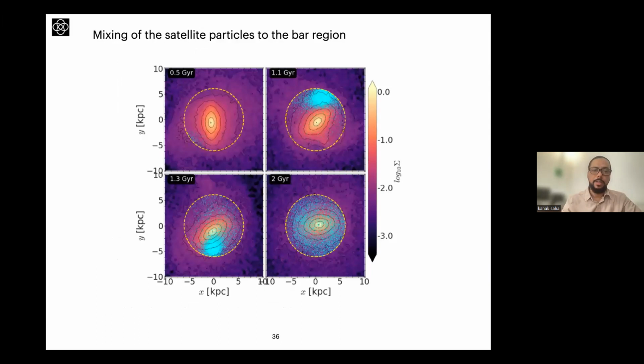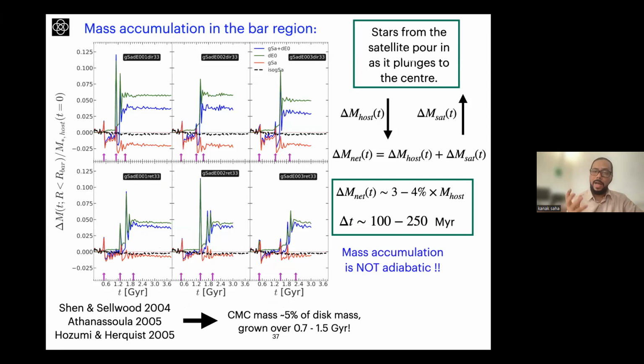So we looked at this in a bit more detail to see what is happening here. You can see in the background there's a galaxy, and the cyan particles are the satellite particles that enter the bar radius. We looked at the total mass accreted from the satellite to the center. At the end, when the satellite finally merges, the particles get diffused, but a certain fraction ends up within the bar region, and the net change is about 2% of the disk mass. It occurs naturally. We don't need to do anything.